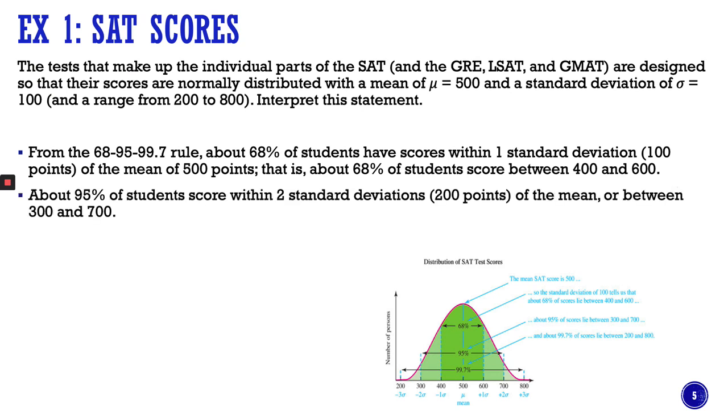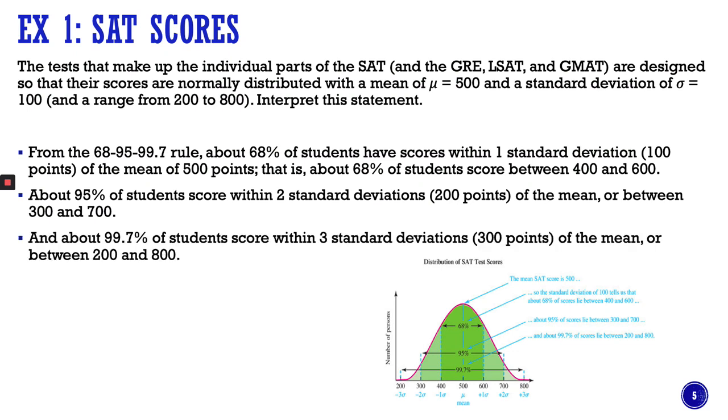About 95% of students score within 2 standard deviations. So 2 times 100 would get us 200 points of the mean, or we can take our 500 and subtract 200 to get 300, and add 200 to 500 and get 700. That means about 95% of the scores will be between 300 and 700. And about 99.7% of students score within 3 standard deviations, or 300 points, because 3 times 100 would get us 300 of the mean. Taking 500 minus 300 gets us 200, and 500 plus 300 gets us 800.